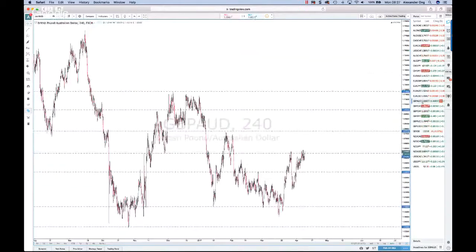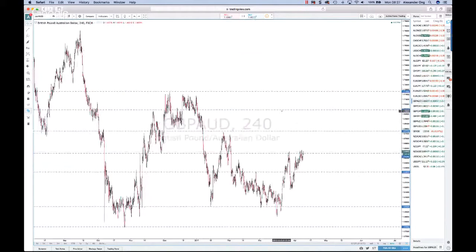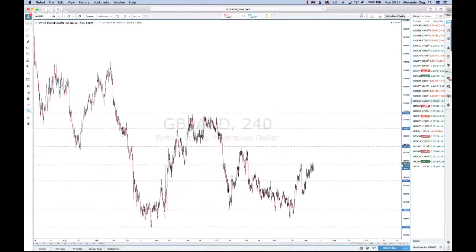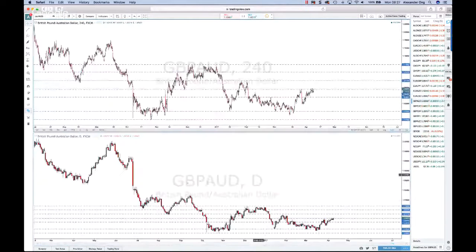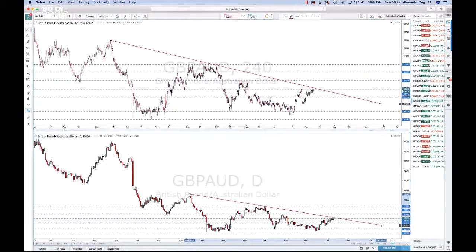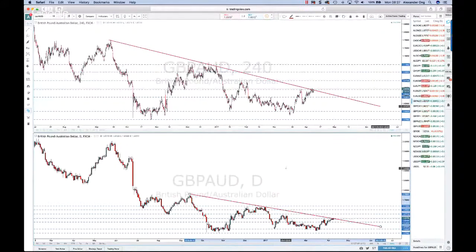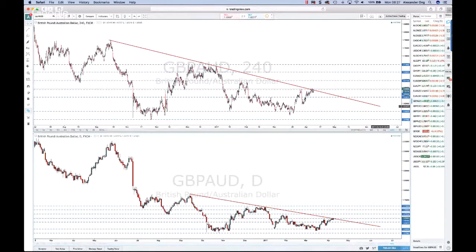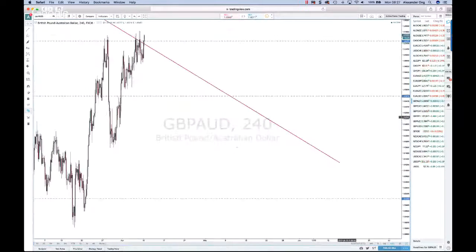Pound Aussie here. So the long-term trend is to the downside. I wonder if we have a resistance. Oh, look at that. That definitely deserves some selling, I think. We're up into this resistance area here. Yes, it's kind of breaking through it a little bit, but not too much.